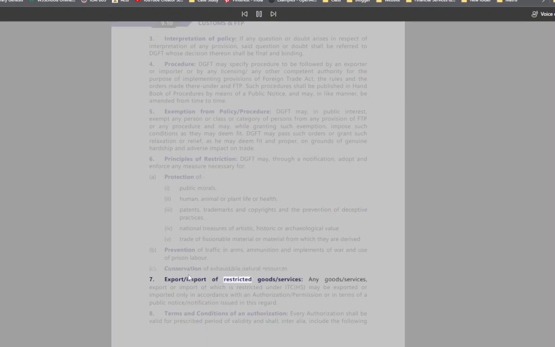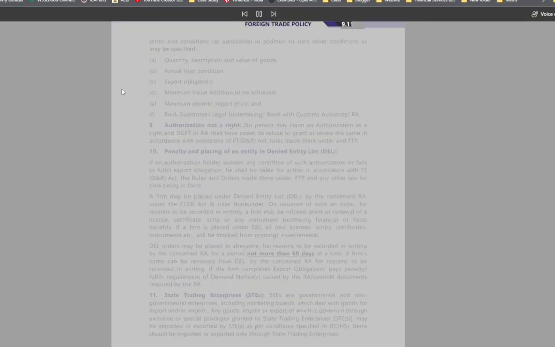7. Export/import of restricted goods/services. Any goods/services, export or import of which is restricted under ITC, HS, may be exported or imported only in accordance with an authorization/permission or in terms of a public notice/notification issued in this regard. 8. Terms and conditions of an authorization. Every authorization shall be valid for prescribed period of validity and shall, inter alia, include the following Foreign Trade Policy 9.11. Terms and conditions, as applicable, in addition to such other conditions as may be specified.